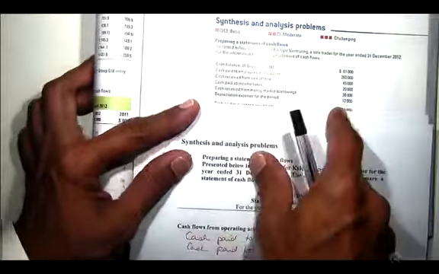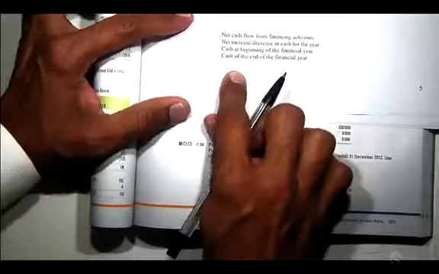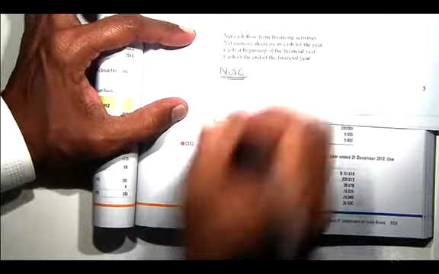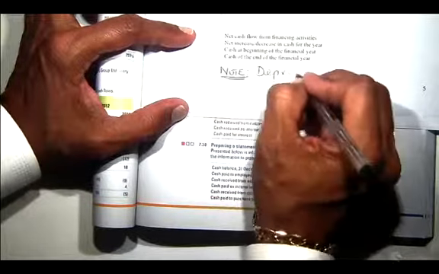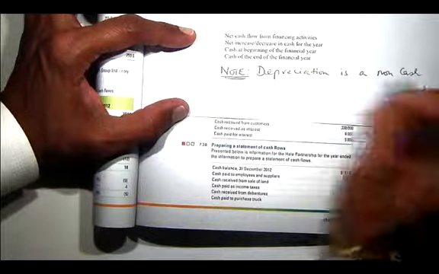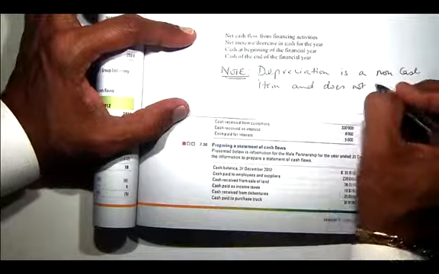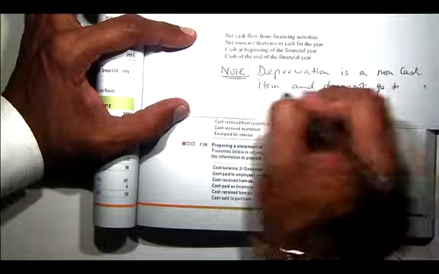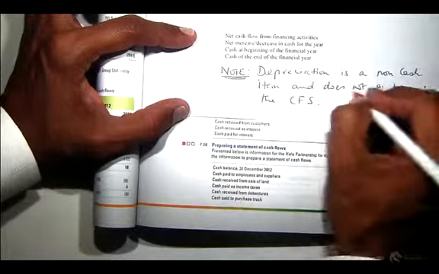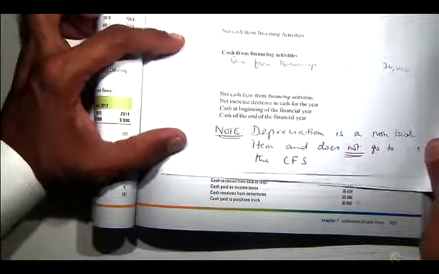Depreciation expense, $12,000. It's a non-cash transaction, and therefore at the end of your answer, I would suggest you write down a little note and say depreciation is a non-cash item and does not go to the cash flow statement. Write a little note down there at the end of your answer.